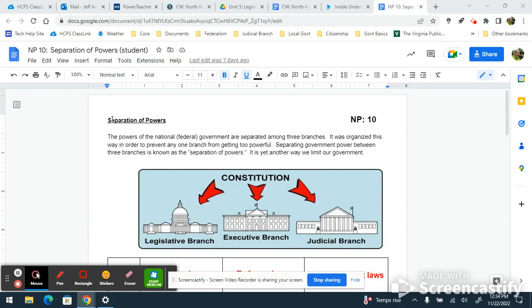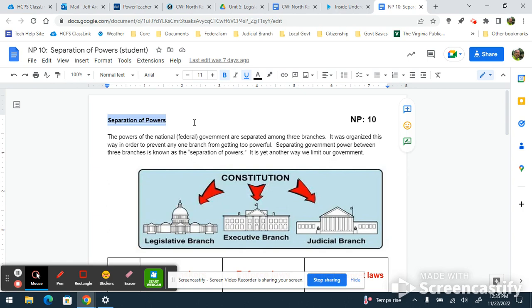This is note page 10. It's called separation of powers. Separation of powers is yet another way that we organized our government so that it would be a limited government.